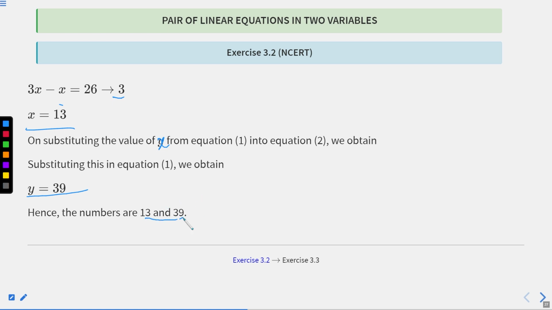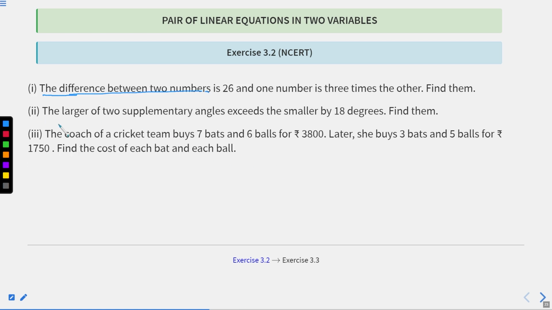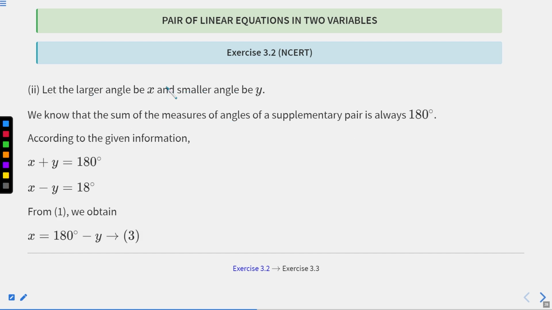Okay, so now let us see question number 2. It says the larger of two supplementary angles exceeds the smaller by 18 degrees. Then we have to find the two supplementary angles. So here we can let the larger angle be x and the smaller angle be y.